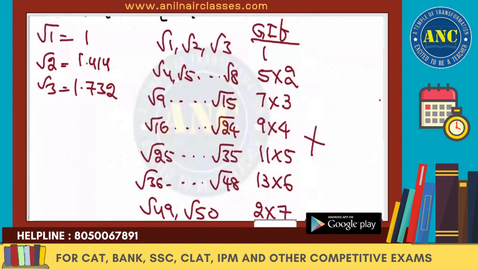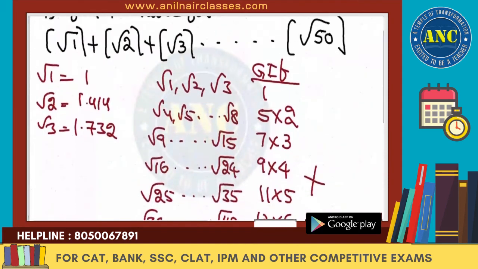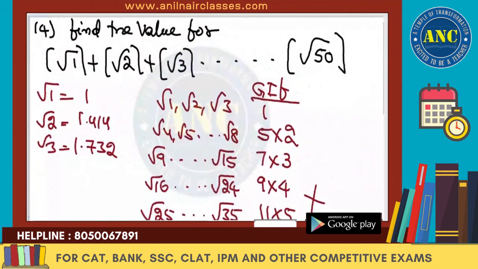I hope it is clear. Greatest integer function: greatest integer less than or equal to x. Root 1 is 1. Root 2 is 1.414, so the lowest value is 1. Root 3 is 1.732, lowest is 1. For the first three values it is 1, so it is 1 into 3. I hope it is clear, right?